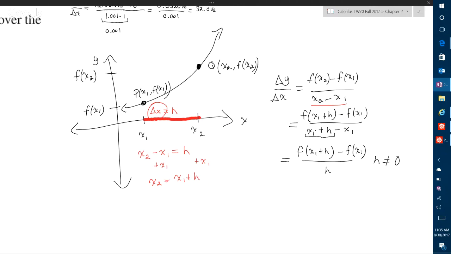Any questions over this? It's not really a derivation. I'm just showing you why the definition is the way that it is. Do you guys have any questions here? That's your rate of change. Yeah, average rate of change.